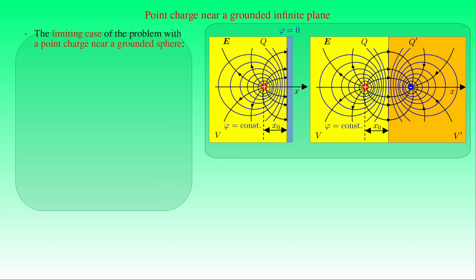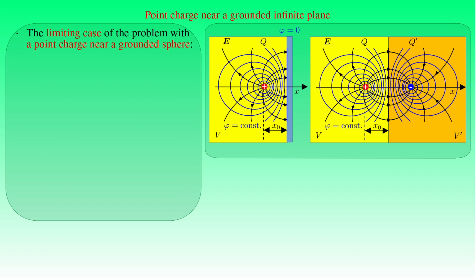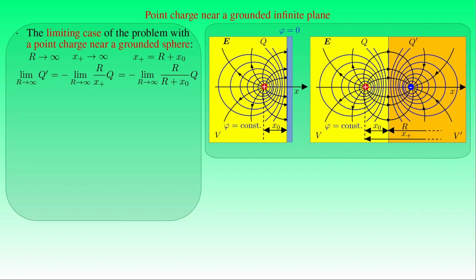This problem can be considered as the limiting case of the previous one where the radius capital R of the grounded sphere tends to infinity, and the distance x sub plus of the point charge q from the center of the sphere also becomes infinite. Then the relation stating that distance x sub plus is equal to the distance x0 plus the radius capital R still holds. We can evaluate the amount of the image charge q' given by minus capital R over x sub plus, times q in this limit, where x sub plus is given by capital R plus x0. The fraction can be written as 1 over 1 plus x0 over capital R, which becomes minus q since the limit of the fraction is equal to 1.